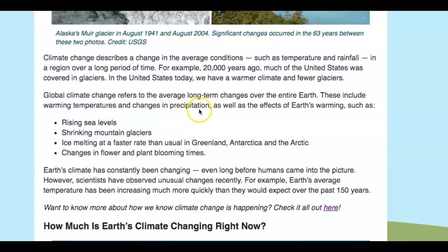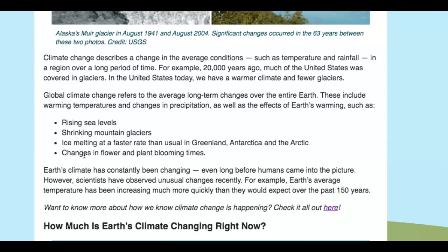Global climate change refers to the average long-term changes over the entire Earth. These include warming temperatures and changes in precipitation. That means rain, precipitation. That's a good vocabulary word. As well as the effects of Earth's warming, such as rising sea levels, shrinking mountain glaciers, ice melting faster than usual in Greenland, Antarctica, and the Arctic, changes in flowers and plant blooming time.